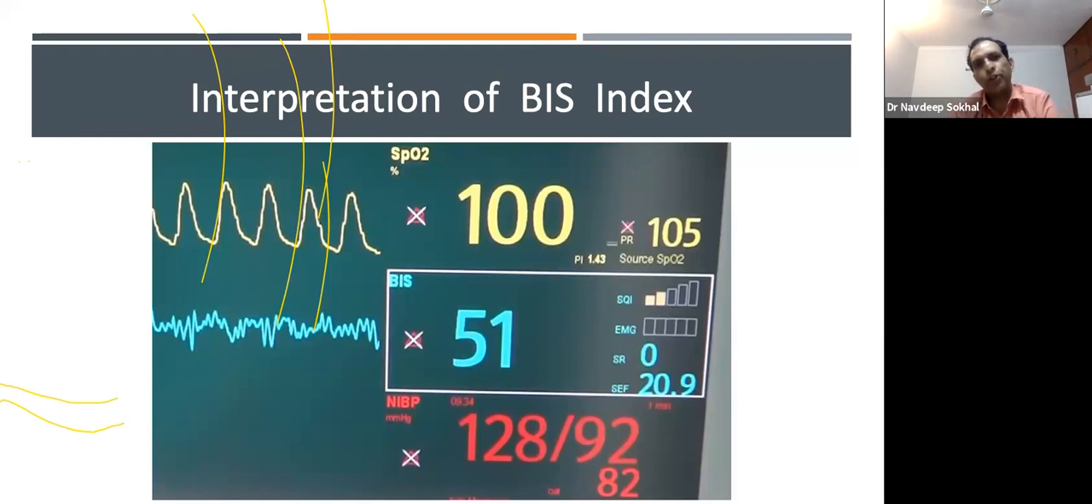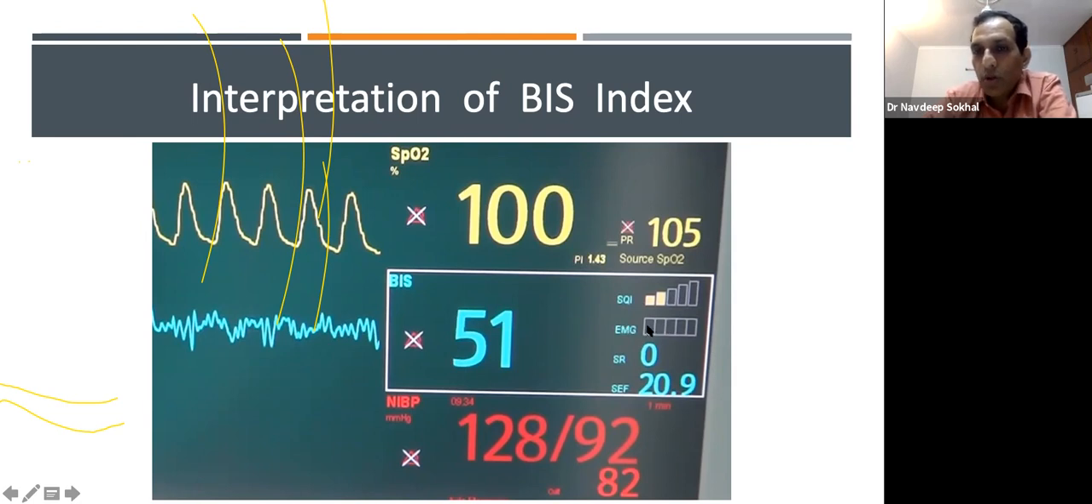The BIS is 51. What should be your interpretation? Obviously, when I said 40 to 60 is adequate BIS, this should reflect adequate BIS. But actually, I do not agree. The BIS value is 51, I agree. But if you see, the signal quality index is on just 2 bars. I said it should ideally be 5 bars, but at least 4 bars. So the signal quality index is low, and this becomes a non-reliable value.